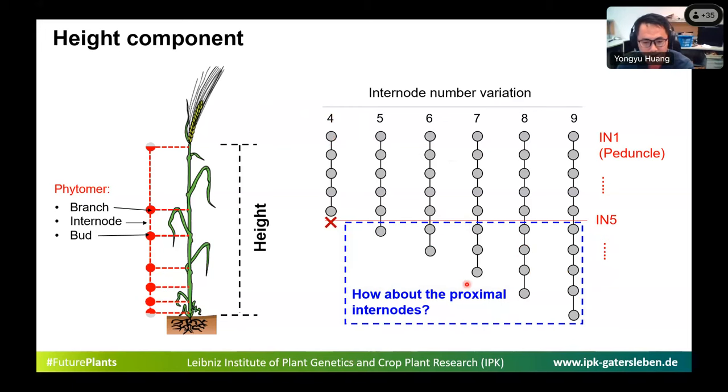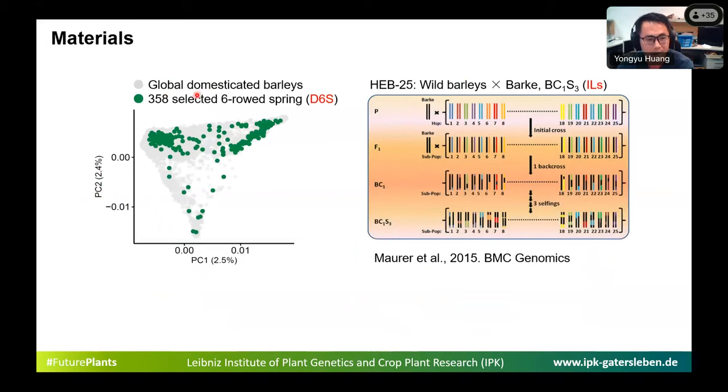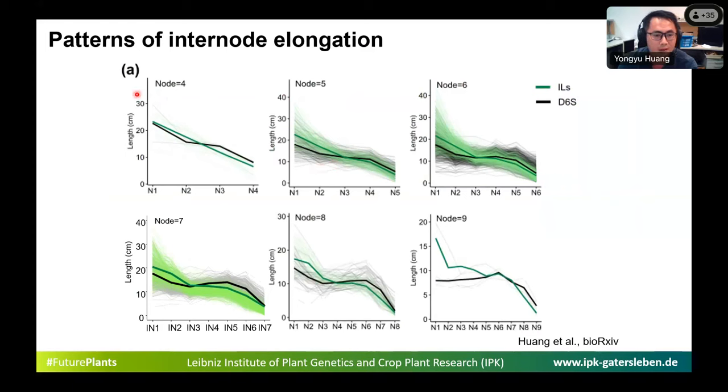So having these questions in mind, I used the same population, which is this six-row spring barley, and I also included another wild barley BC introgression line population, which is called HEP25. I think people may be very familiar with this population. I conducted the experiments under greenhouse conditions. First of all, I measured all the internode lengths from the peduncle until the very bottom above the soil level. And as expected, we find variations of internode numbers. And when we plot the plants showing the same number of internodes together, we can see a pattern.